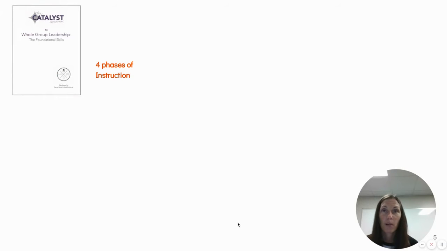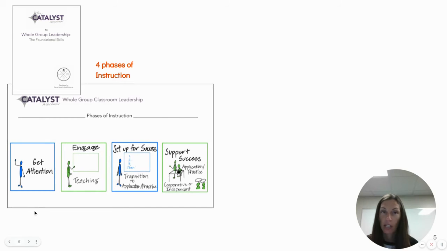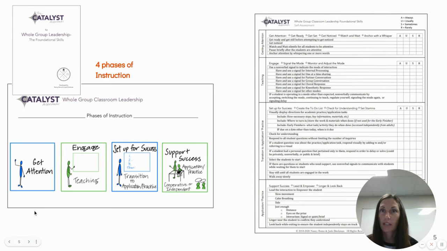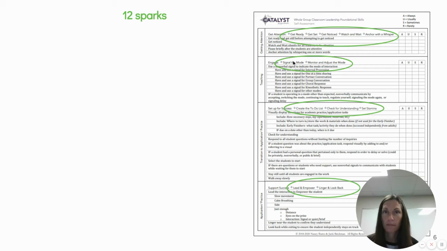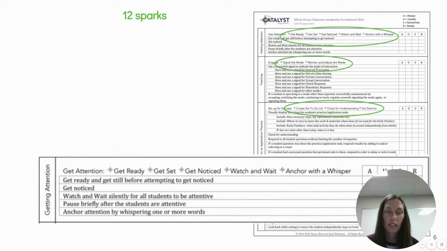You might remember from our workshop week training that Catalyst lessons each have 4 phases of instruction. And those are listed within this whole group leadership skills document. And they are also listed on this Catalyst self-assessment. You can see there are 4 areas listed along the left. And then within each phase, you can see there are specific sparks. Some phases have more sparks and some phases have fewer sparks. And then again, looking at that self-assessment, you can see that first spark listed is get ready.